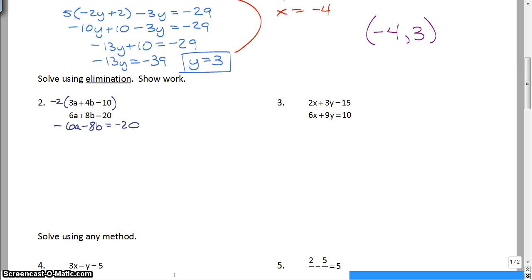Uh-oh, something weird is about to happen, I think. 6a minus 6a goes away. 8b minus 8b goes away. Oh no, we have nothing on the left. And 20 minus, oh my goodness, everything is gone.